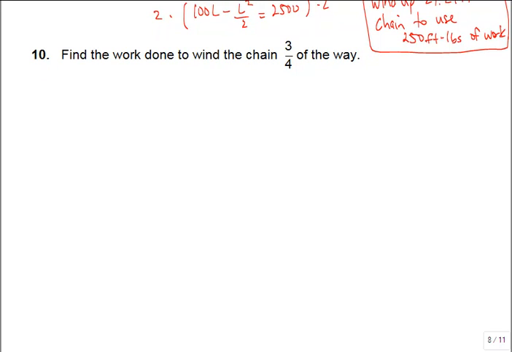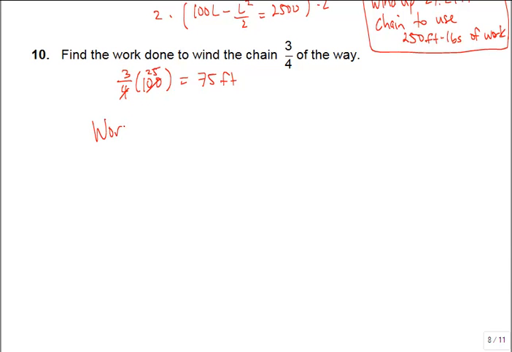Next question, same chain, 100 feet long, weighing 10 pounds. Find the work done to wind the chain 3/4 of the way. So we have 100 feet of chain, we only want to wind up 3/4 of that. So 3/4 of 100 feet is going to be 75. So we want to wind up 75 feet of chain.